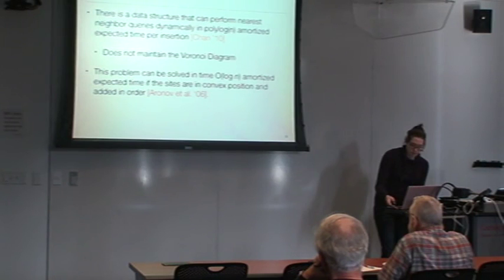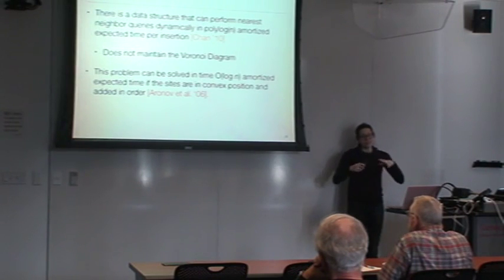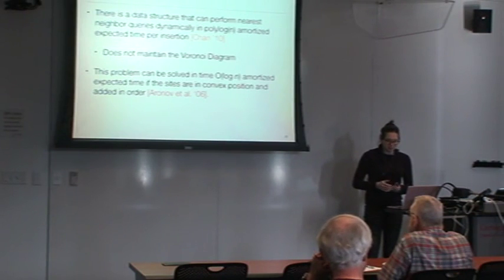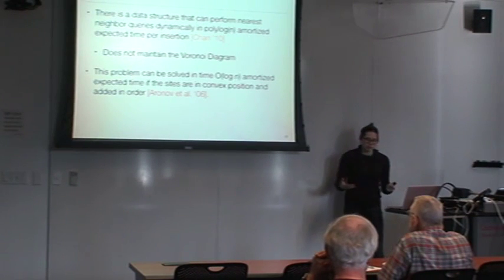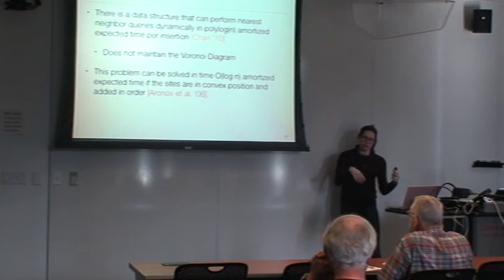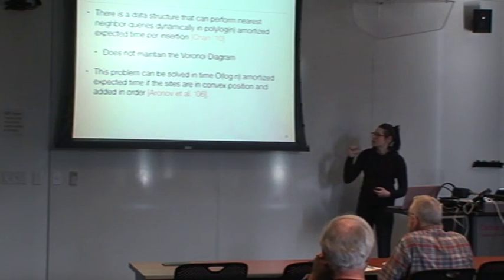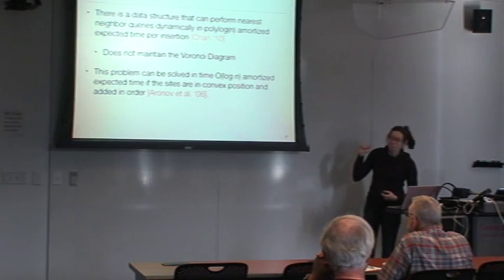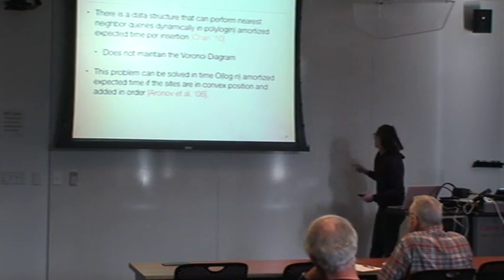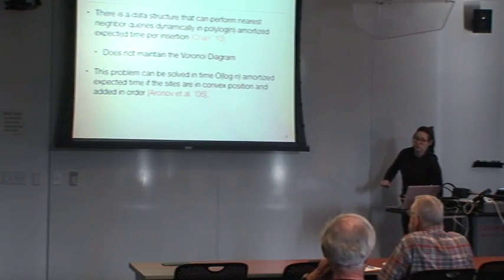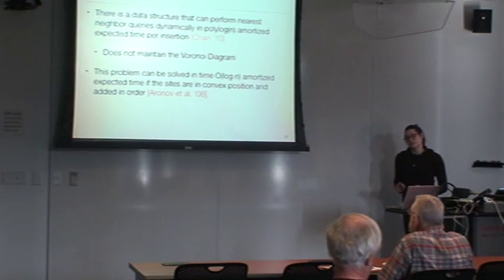What does it mean, convex position? Convex position means that the point set is its own convex hull. Are you familiar with the convex hull of a point set? Yeah. Okay. So if the points are in convex position, then there are no points inside the convex hull. They're all on the boundary. So basically, in a very restricted case, the sites you're adding in, you have to add them in order around your convex hull in sorted order. So they know how to solve the problem in that very restricted case.